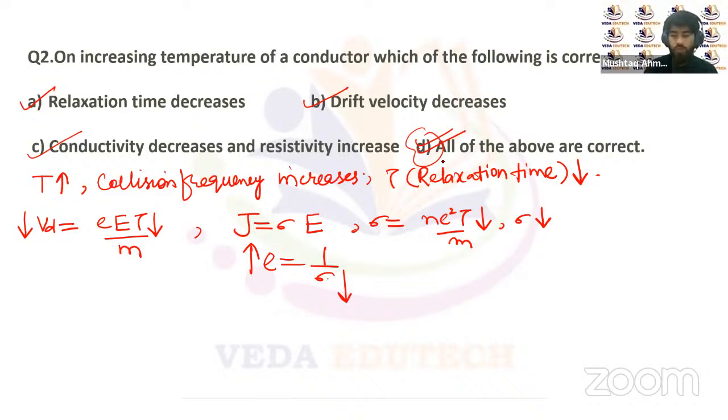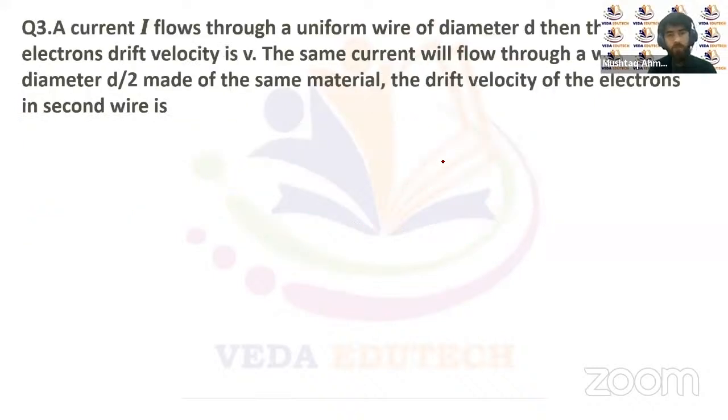Now let's move on to question number 3. The question is that a current I flows through a uniform wire of diameter d. Then the electron drift velocity is v. The same current will flow through a wire of diameter d by 2 made of the same material. The drift velocity of the electrons in the second wire is? We have to calculate the drift velocity in the second wire.